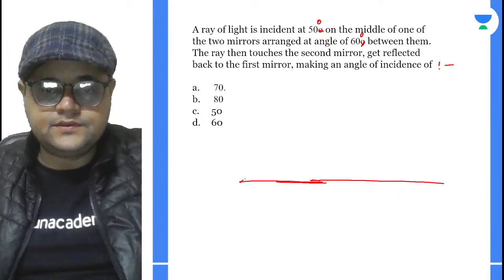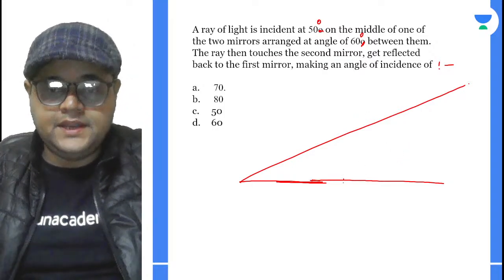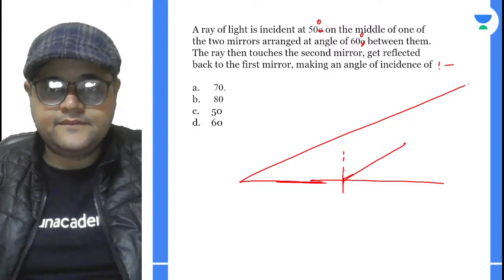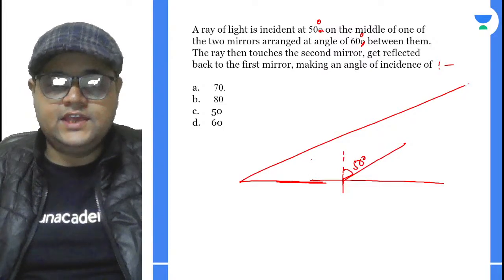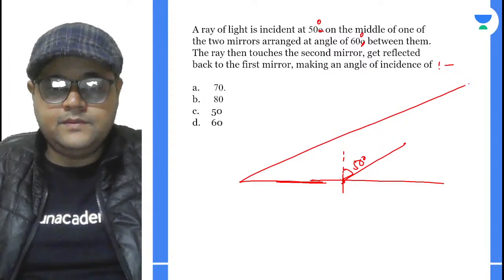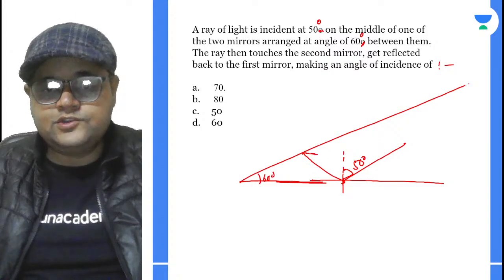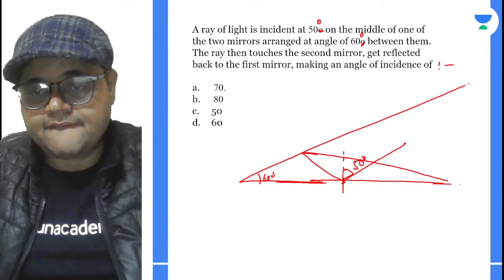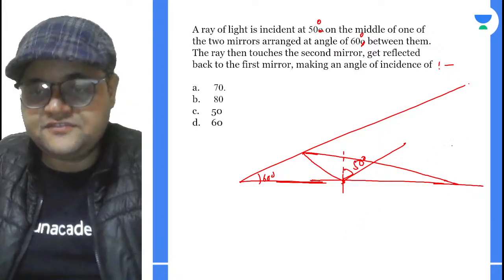These are two mirrors. At the middle part of the first mirror, a light ray is incident at 50 degrees. Obviously it will be reflected. This angle is 60 degrees. It will be reflected from here also. Once it is reflected, it again strikes the first mirror.